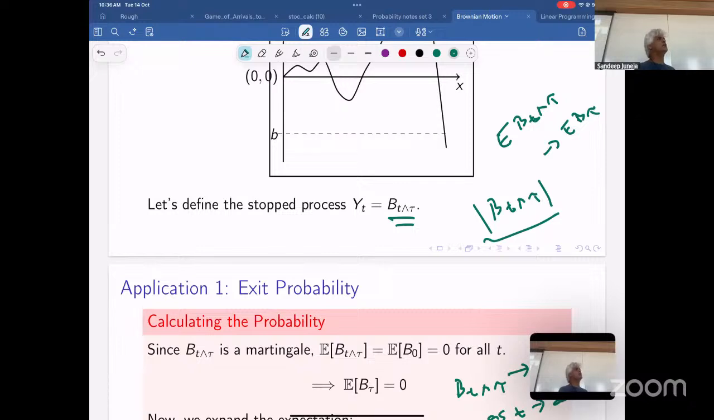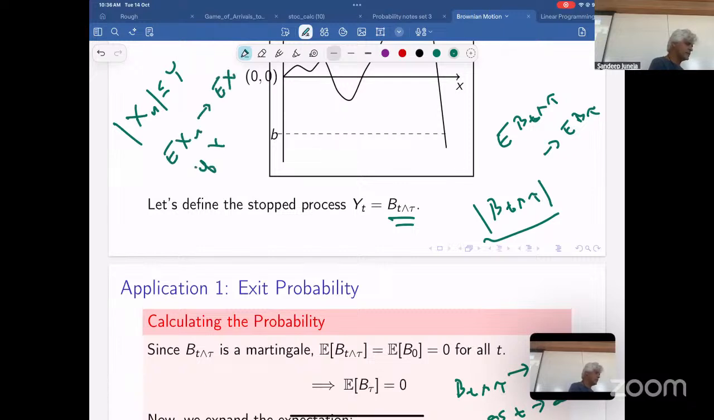Just go back to how we proved the dominated convergence theorem. X_n had to be less than or equal to Y for all n, and then E of X_n converges to E of X if X_n converges to X. Okay? Without the absolute value.